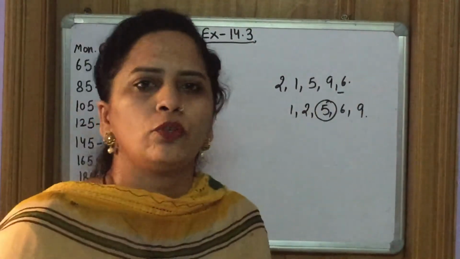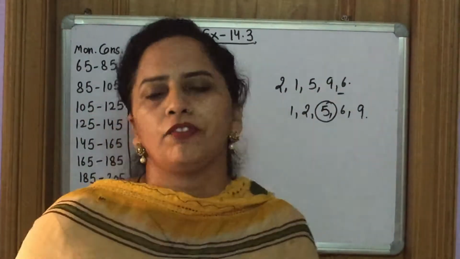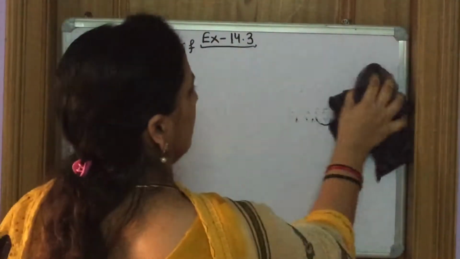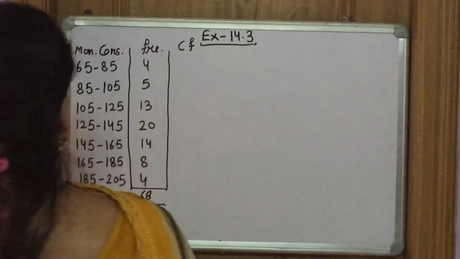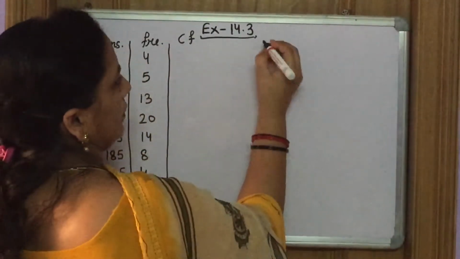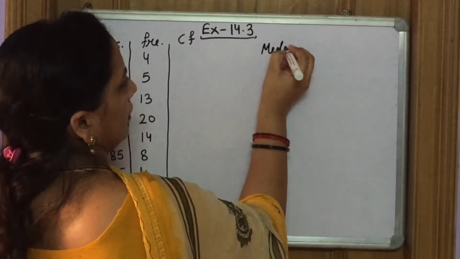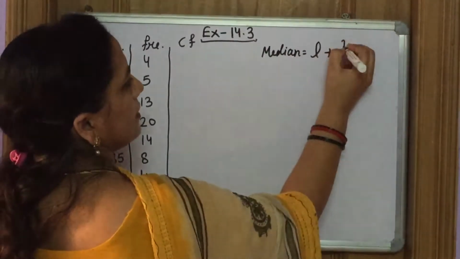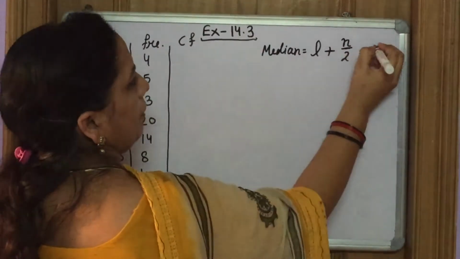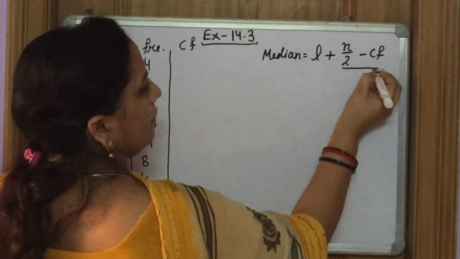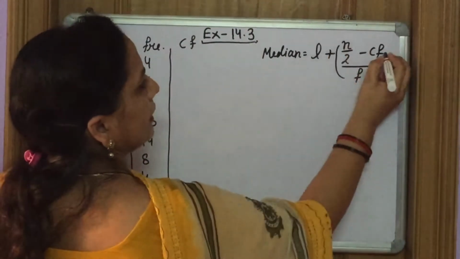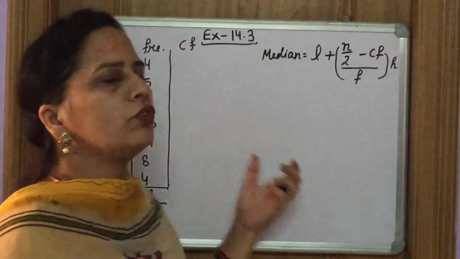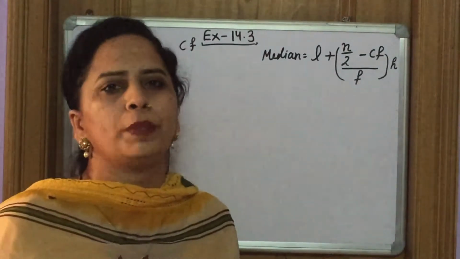For a grouped data, to find a median, we have a definite formula. And the formula is L plus, in a bracket, n by 2 minus CF divided by F, and multiply by H. This is the formula to find a median for a grouped data.